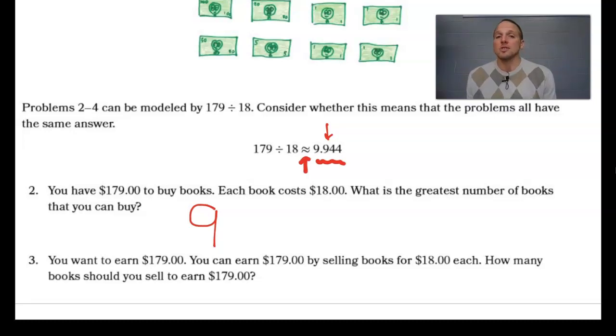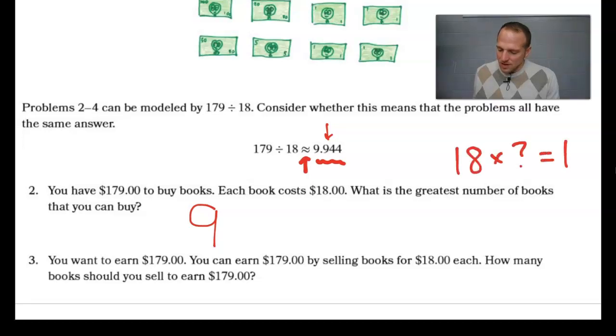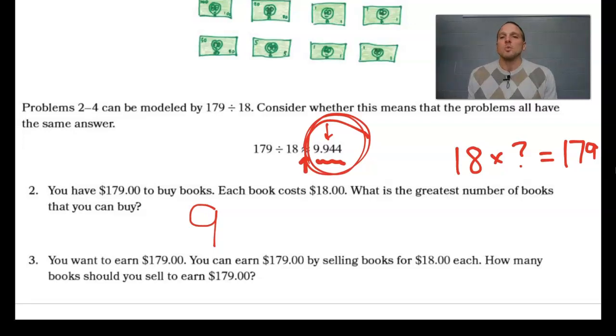So we want to earn $179, okay? So if we sell books for $18 each, well, 18 times what is going to be 179? That's really what this is. 18 times what is going to be 179? Well, I know this one right off the top of my head. It's 9.944, almost. Well, I don't know that off the top of my head. I'm looking back at this. 9.944. How many books are we going to have to sell?